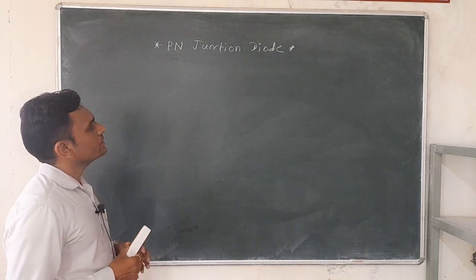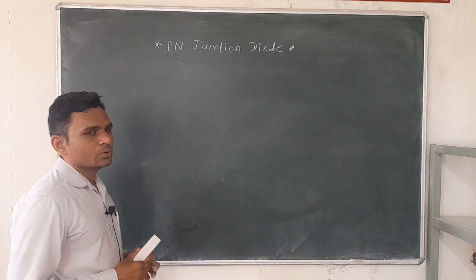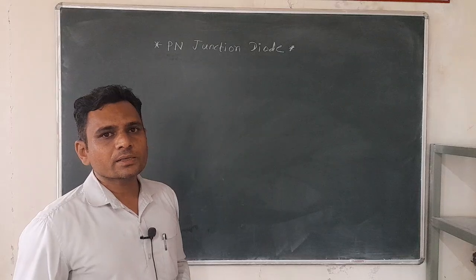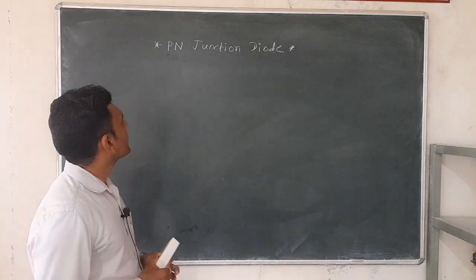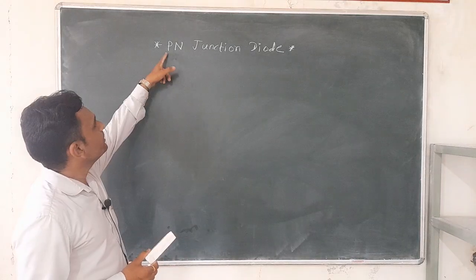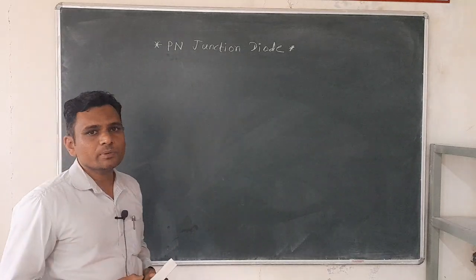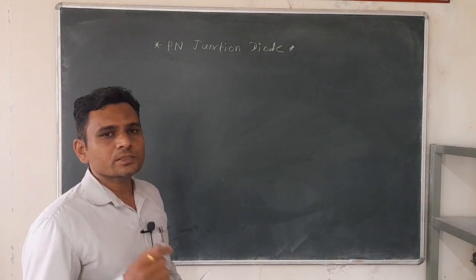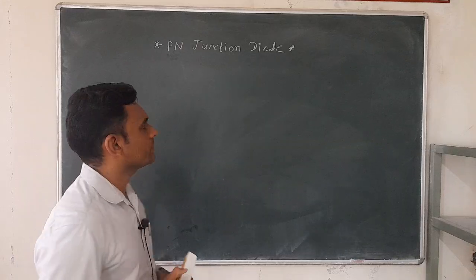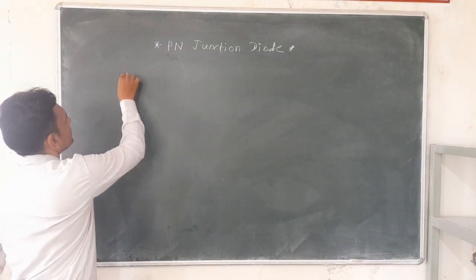To construct this PN junction diode, two types of semiconductor materials are required. Here P means P type semiconductor and N means N type semiconductor. So first we will see the construction of this diode.